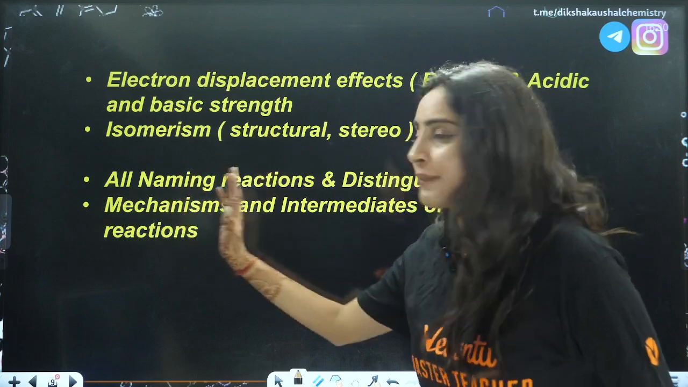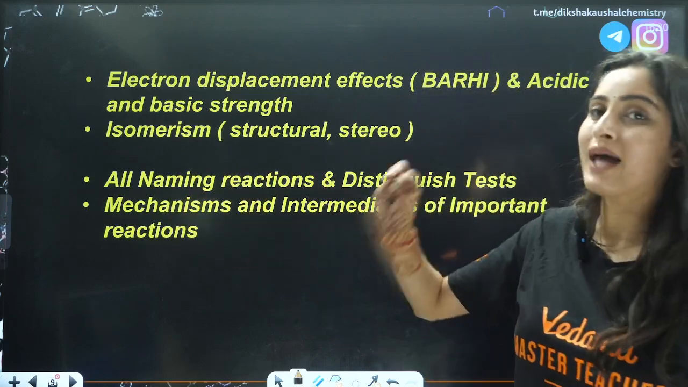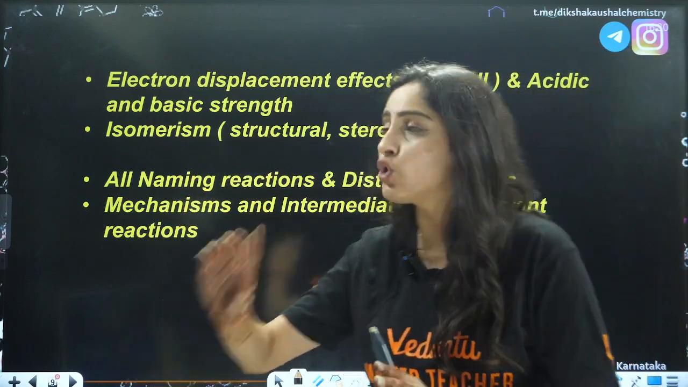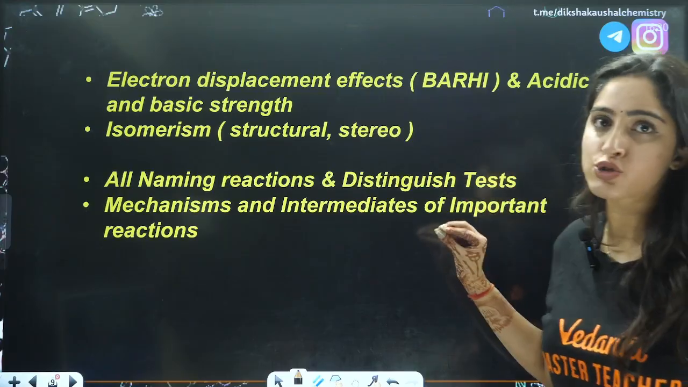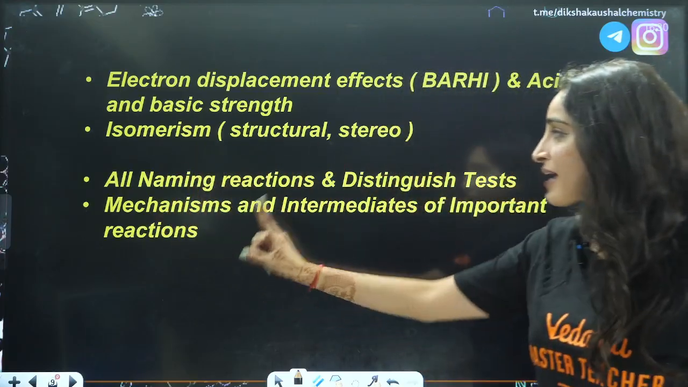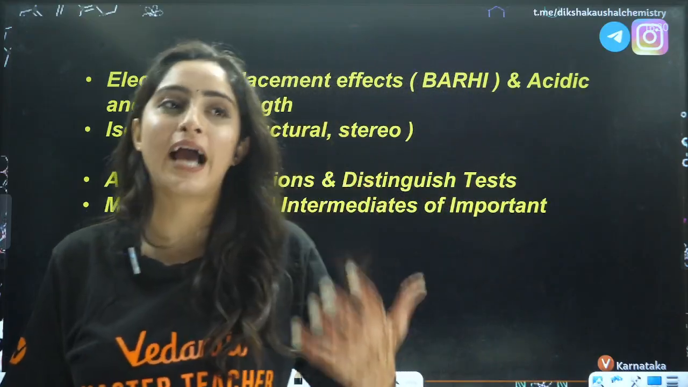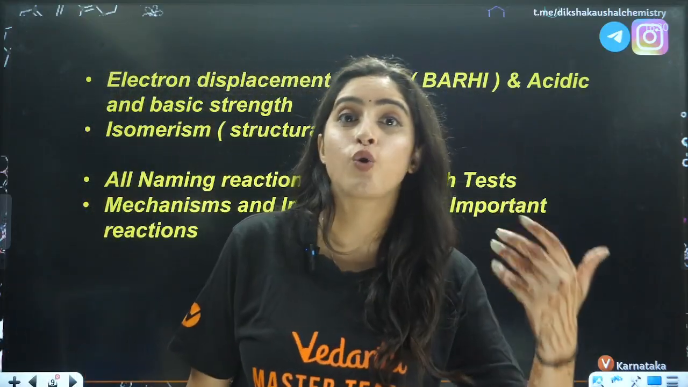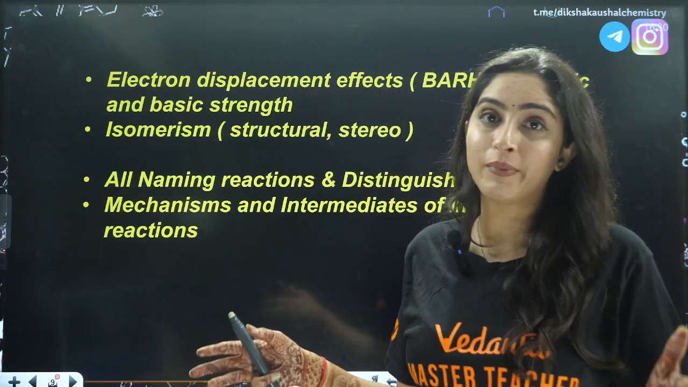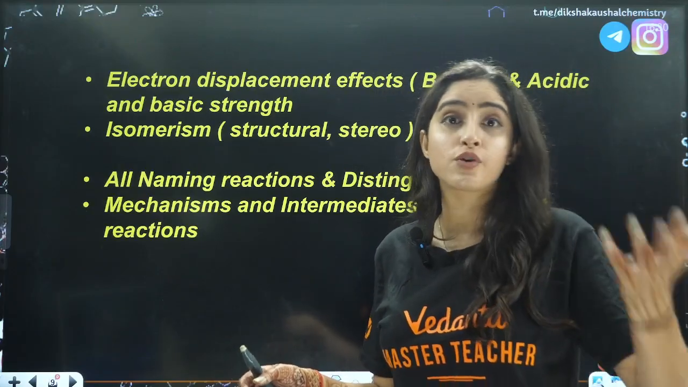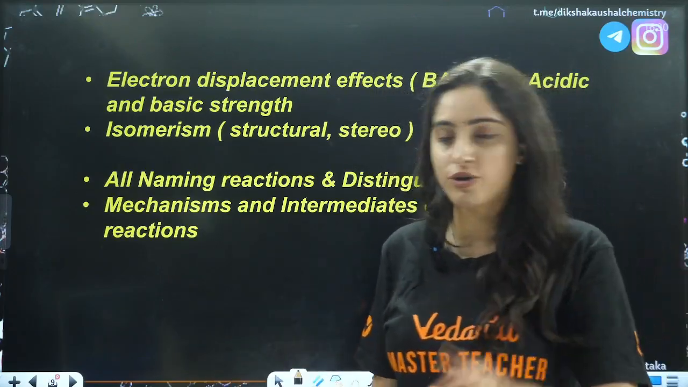So now all naming reactions, right, in your PU1, hydrocarbons, and PU2, then you have distinguishing tests also, right? Next is mechanisms and intermediates of important reactions, as I told you, right? Some of the reactions like Reimer-Tiemann reaction, Cope's reaction, they have very important intermediates. Dow's process has a very important intermediate, so that you need to remember.